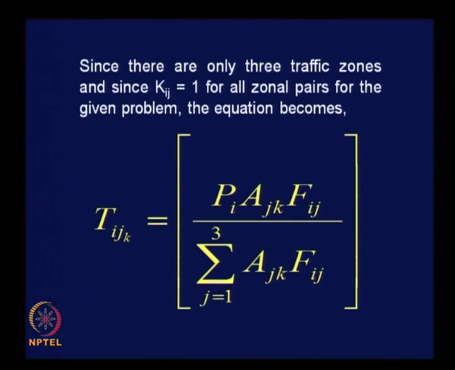Now we have been given the values of Pi, Aj as well as Fij. Friction factor values are also given, right, and we need to work out only Tij values. Clear? Simply substitute the corresponding values in this equation.